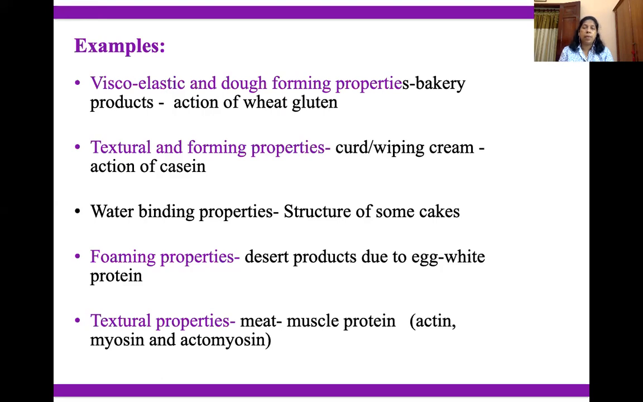The textural properties again: meat muscle proteins, actin, myosin and actomyosin. These proteins are available, and thereby you can get the very spongy nature of meat and muscle protein once you heat it. Right? Even before heating you can get that structure of the meat because of actin, myosin and actomyosin, which are basically proteins. That is why you can get the textural properties of meat and meat related products.